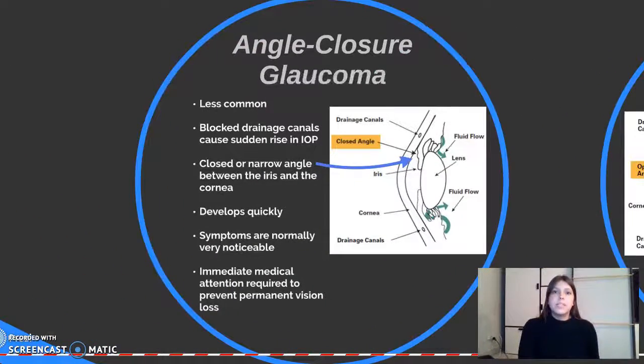Angle closure glaucoma is a less common form of glaucoma and is caused by a sudden block of the drainage canals by the abnormal, closed or narrow angle between the iris and cornea, as the pupil has enlarged too much or too quickly, causing a sudden increase of the intraocular pressure. This condition is quick to develop, with sufferers having prominent symptoms such as severe eye pain, headache, nausea, vomiting, and noticeable damage such as blurred vision. Due to these symptoms, angle closure glaucoma requires immediate medical attention to relieve them and prevent the permanent loss of vision.